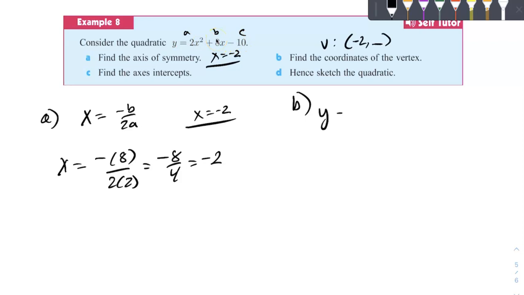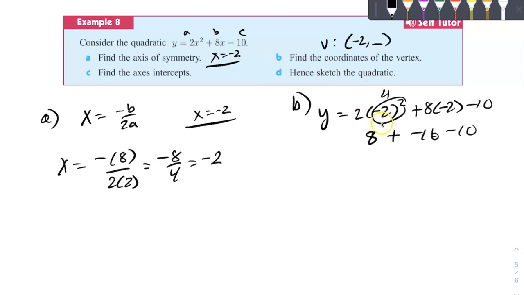So I have y equals 2 times negative 2 squared plus 8 times negative 2 minus 10. So this is 4, 4 times 2 is 8, plus negative 16 minus 10. It's negative 8 minus 10, which is negative 18. So that's my y in the vertex. So there's my vertex: negative 2 and negative 18.